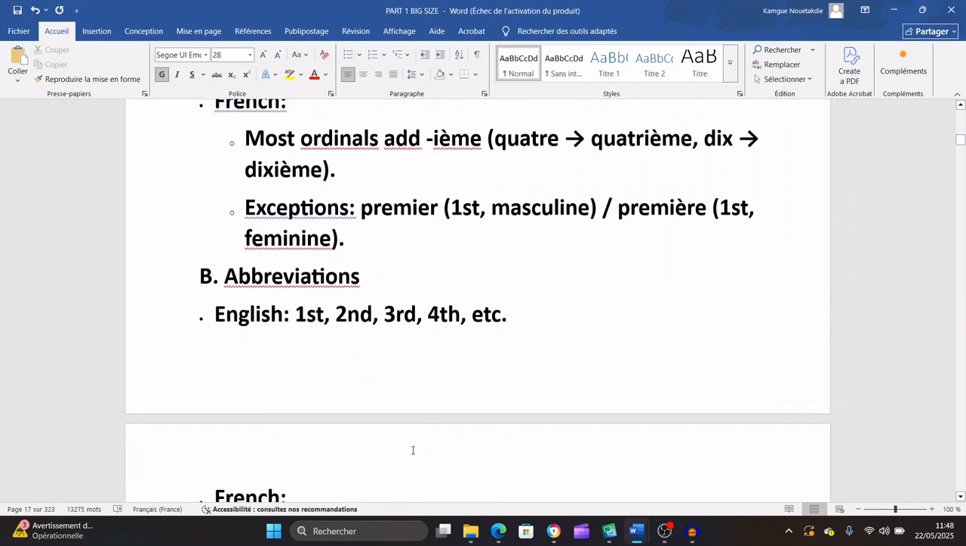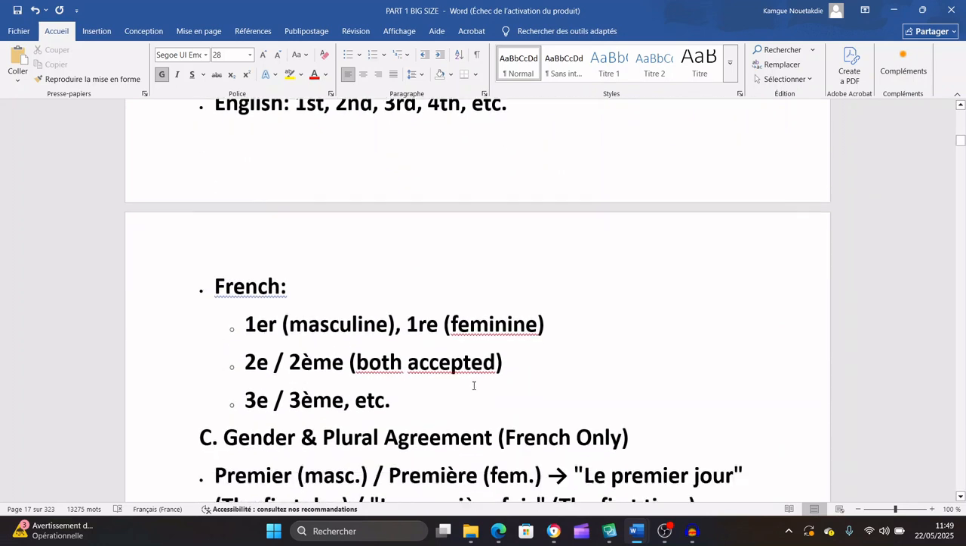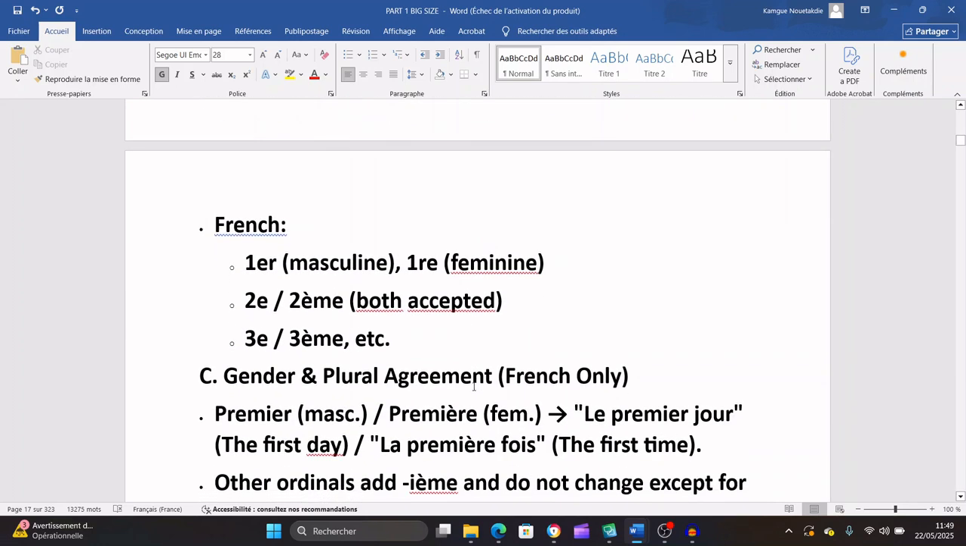Now what about abbreviations of these ordinals? You have first, second, third, fourth, etc. in English. Now in French, you have premier, as we said, for masculine. Now if it is feminine, it is première.